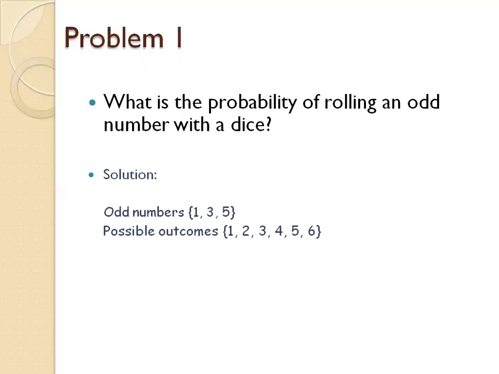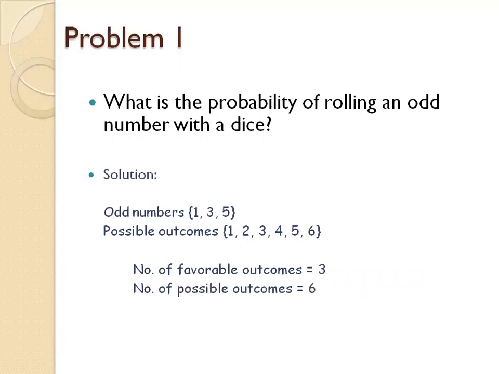Anything can happen between 1 and 6. So the number of our favorable cases, that means getting an odd number, 1, 3 and 5, is 3. And how many possible outcomes are there in this case? 1, 2, 3, 4, 5 and 6. 6 possible outcomes. So here favorable outcomes is 3 and number of possible outcomes equals 6. So the probability of getting an odd number is favorable outcomes divided by total number of possible outcomes, which we have already learned in that formula page. This is 3 by 6, or 1 by 2.